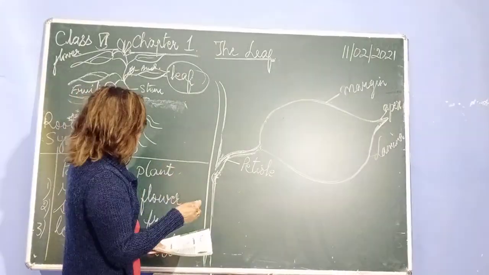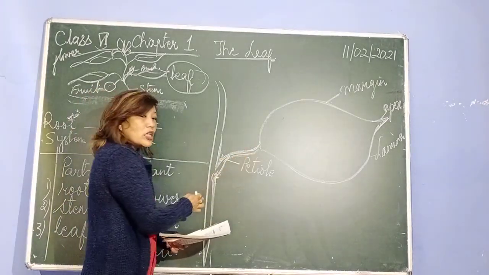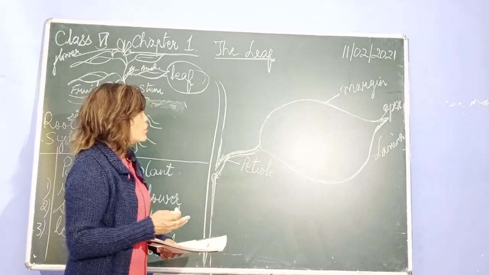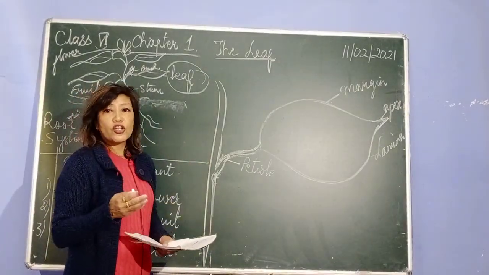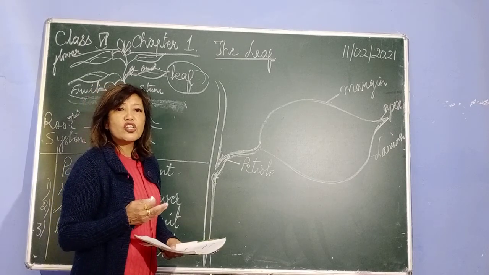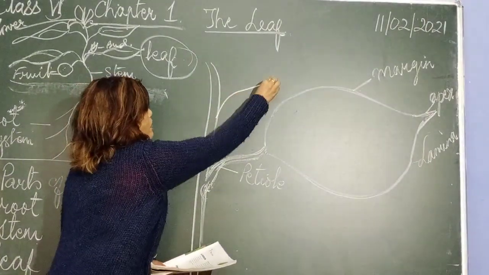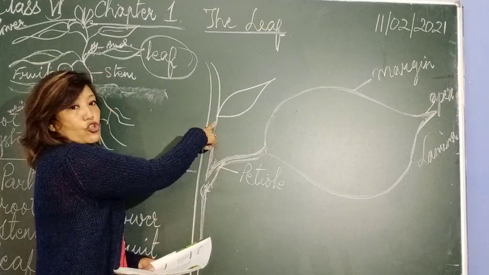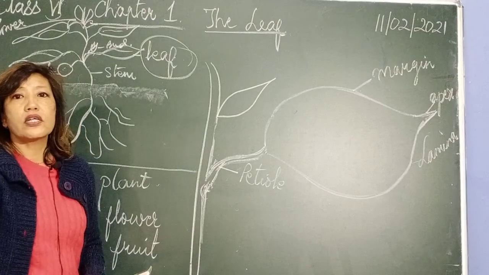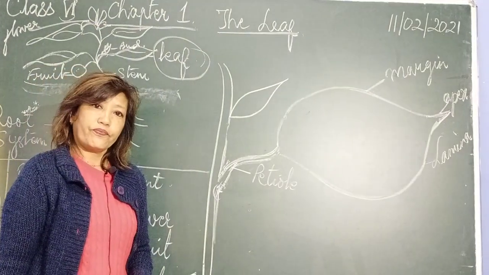In some plants the petiole is long, in some leaves the petioles are short, but some of the leaves do not have a petiole. The leaves which do not have a petiole are called sessile or epetiolate leaves. So if the leaf arises directly from the stem, where the leaf stalk or petiole is absent, then that type of leaf is called a sessile leaf or epetiolate leaf.